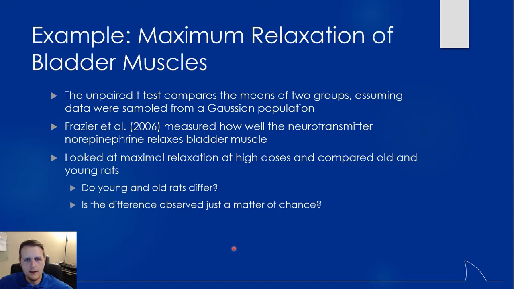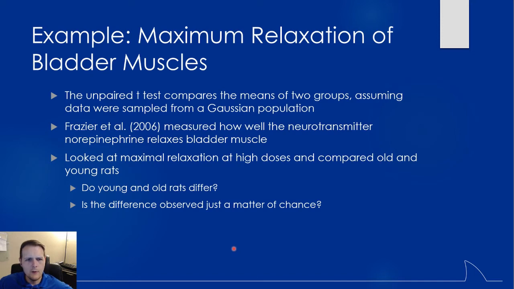But what we're looking at today is going to be the maximum relaxation of bladder muscles. Hopefully I didn't stimulate anyone to need to use the restroom perhaps. But looking at this, by using an unpaired t-test, we can compare the means of two different groups. And assuming they're coming from a Gaussian distribution, we can see: are the differences there likely due to chance alone, or is there truly a statistically significant difference between them?